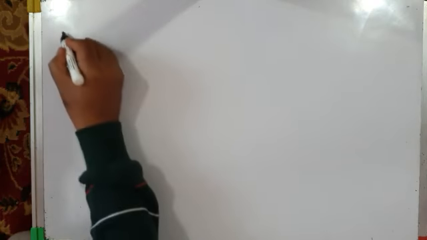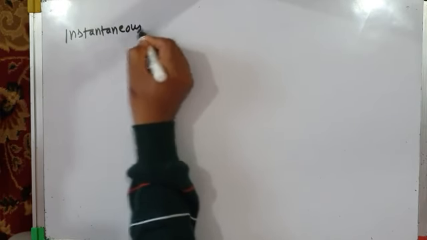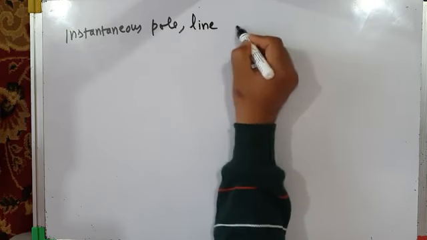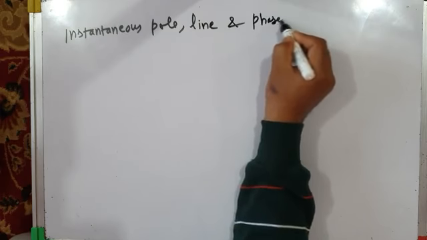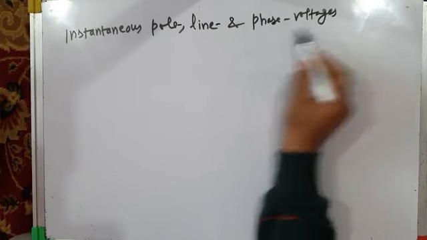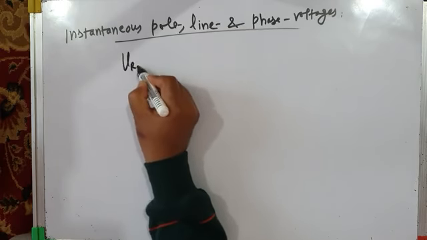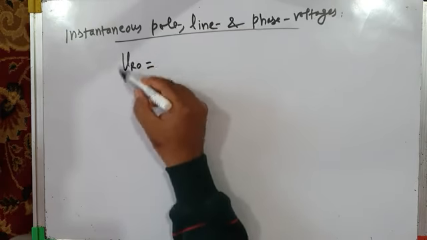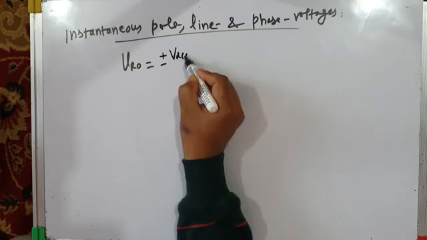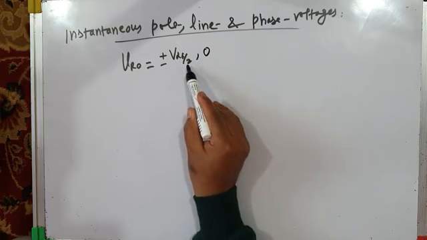So therefore if we see instantaneous pole voltages, line voltages, and line to neutral or phase voltages, let's first of all take pole voltages. So the phase leg or pole voltage VRO will be plus VDC by 2, minus VDC by 2, or 0. I mean it can be plus VDC by 2 or minus VDC by 2 or 0.